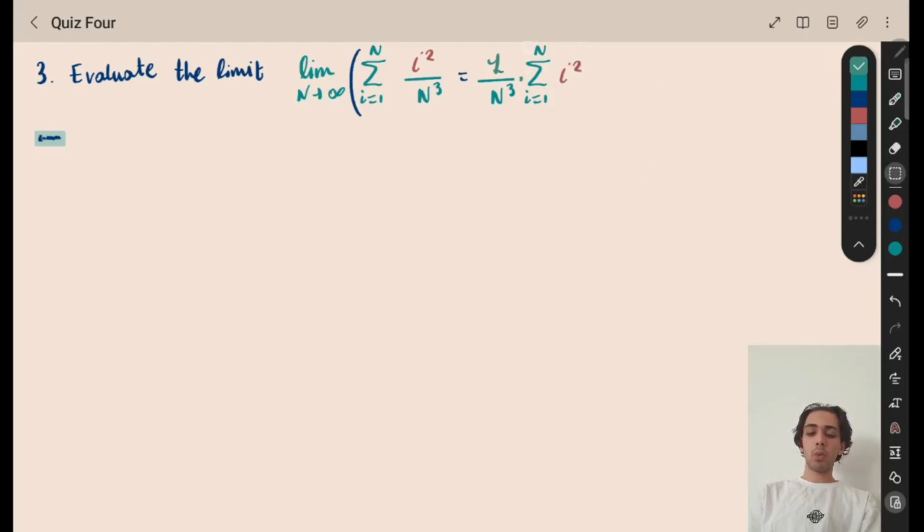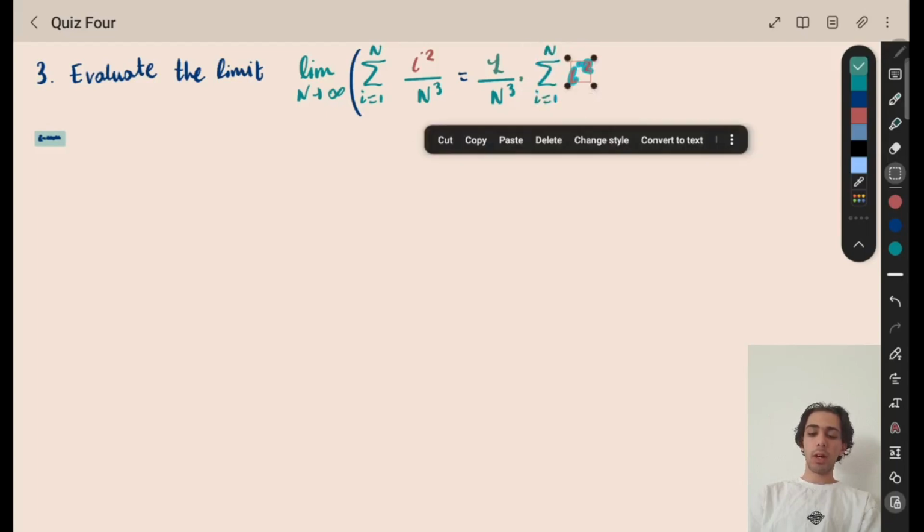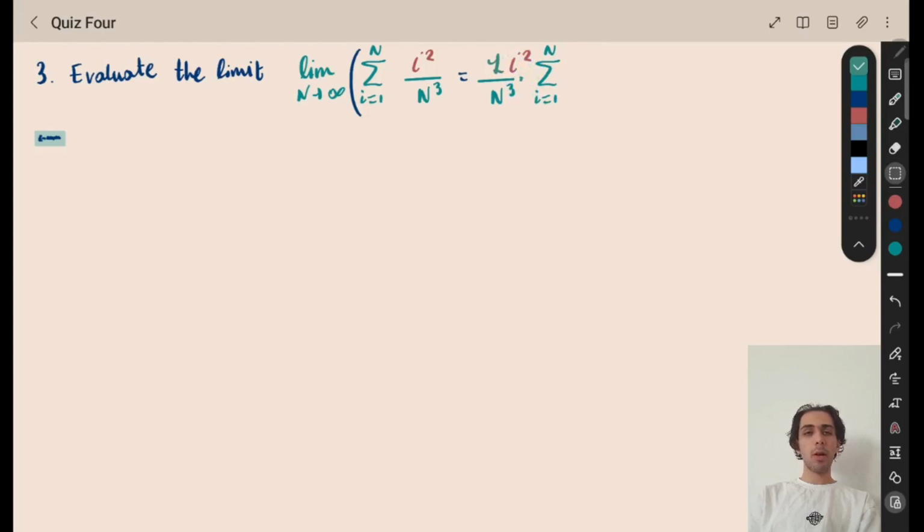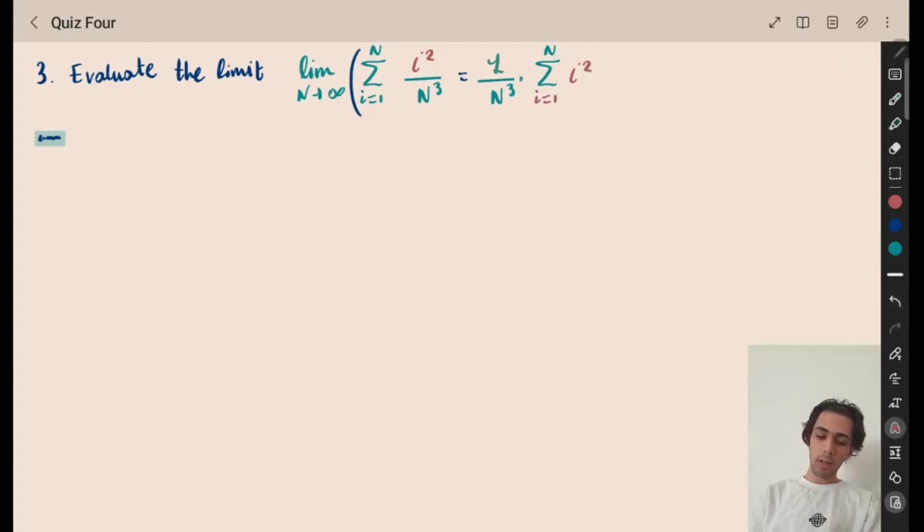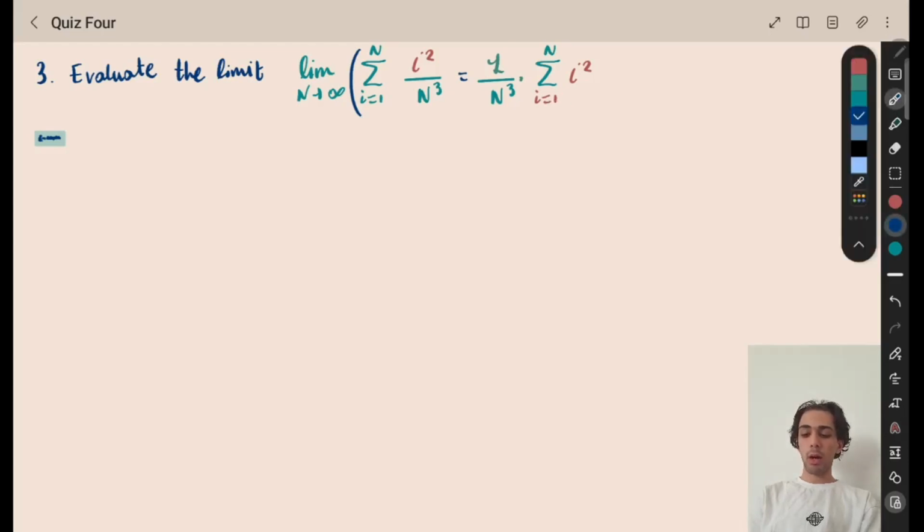But then what do I do if I, for example, want to take i squared outside of the sum? Well, I cannot, because this sum literally depends on i. And if it depends on i, I cannot take this i outside. So that is the idea.